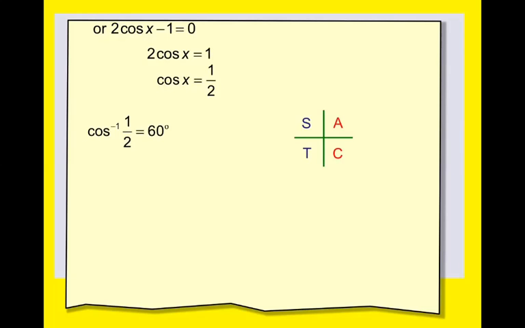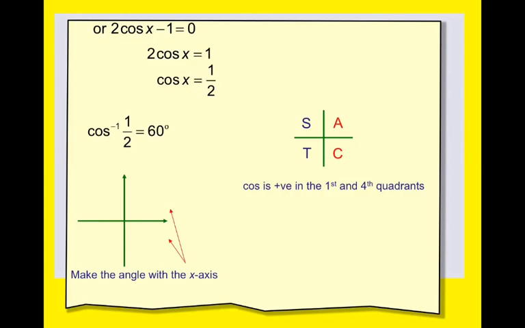Okay, so we want to know where cos is positive, so it's in the first and the fourth quadrants, because we're finding the cos of a positive number. Make our angle with the x-axis in those two quadrants. So we get that that's 60, and that is 60, and we're solving between 0 and 360, so it's going to be 60 or 360 minus 60, so it's going to give me 60 or 300 degrees.